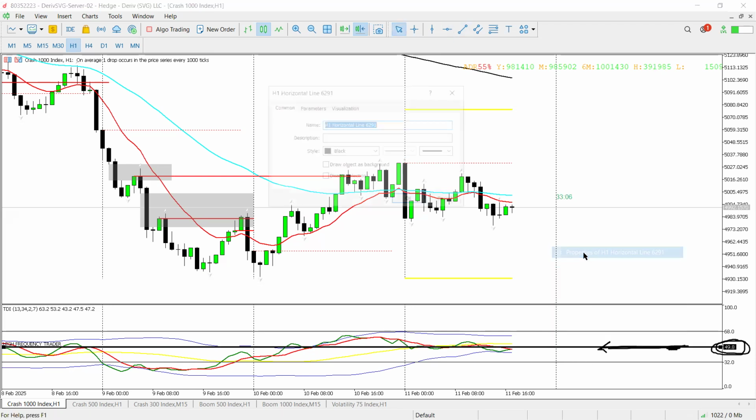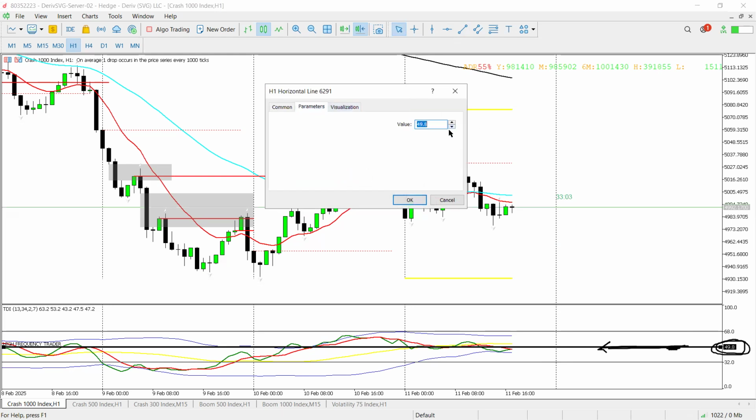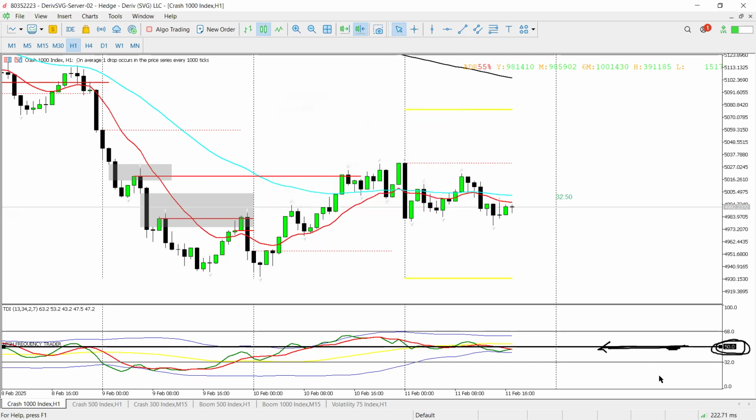Then you just want to edit the properties, go to parameters, and make sure it's on 50.0, right? Also make sure that it's visible enough. I selected option number 3 on the thickness of that horizontal line as well, so that it's actually visible. Once you make sure that 50 line is visible, I usually call it the 50 static, or the static 50. It's the 50 level on our indicator and it's static because it's fixed.